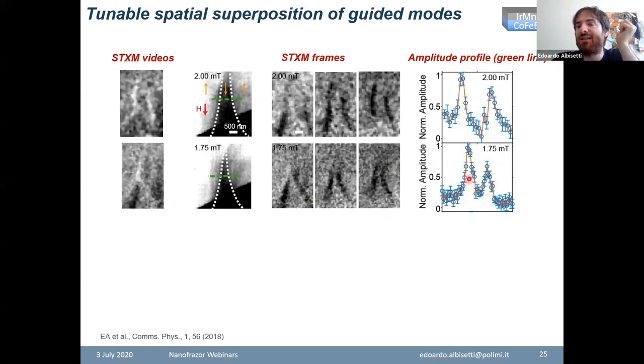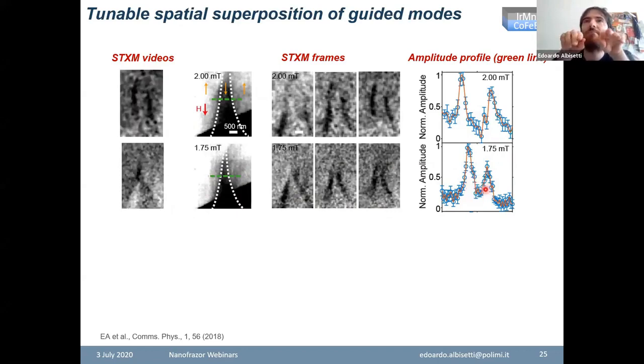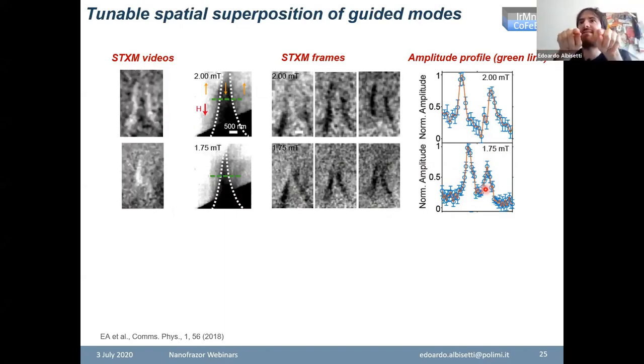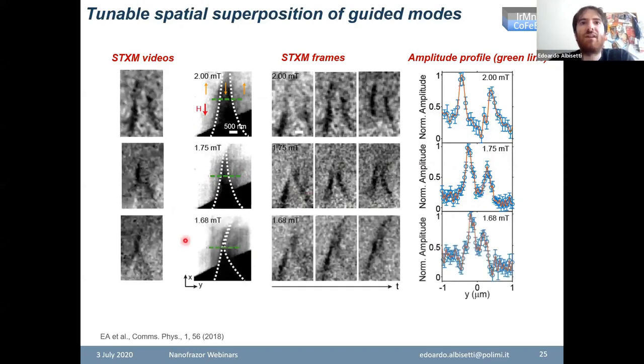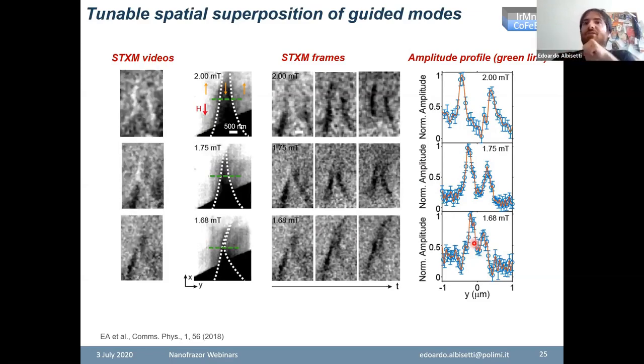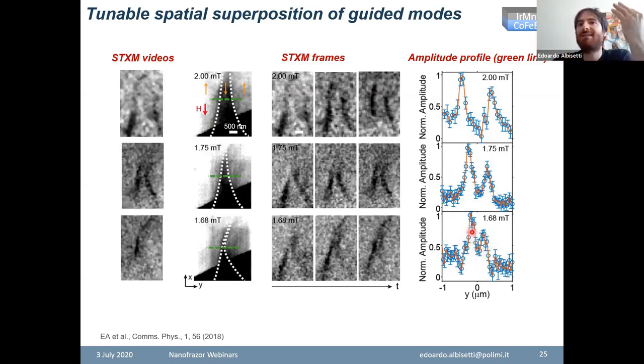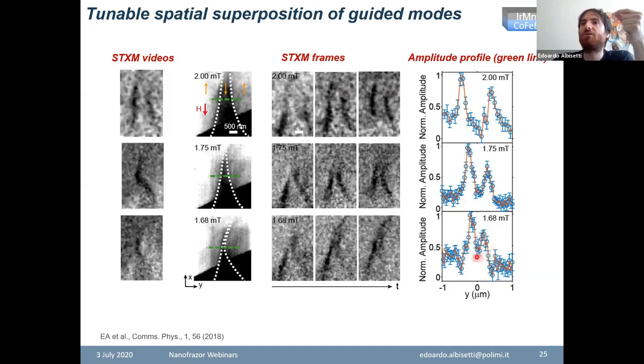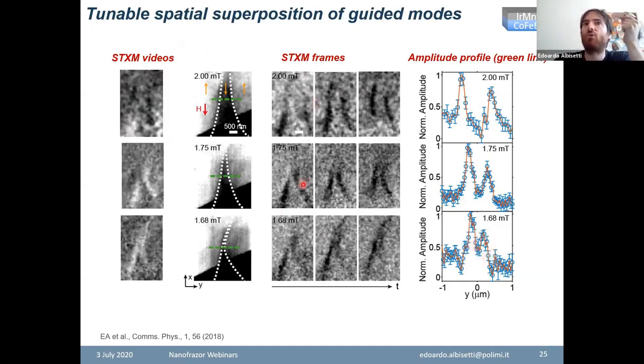And here you start seeing that the amplitude is not 0, which means that they're somehow getting to be in the same place spatially, at least the tails of the spin waves. And then we can reduce the field again a little bit more. And here you have definitely that the two spin waves are actually interacting, so that you have basically a spatial superposition of the two spin wave modes that you can control with the external field.